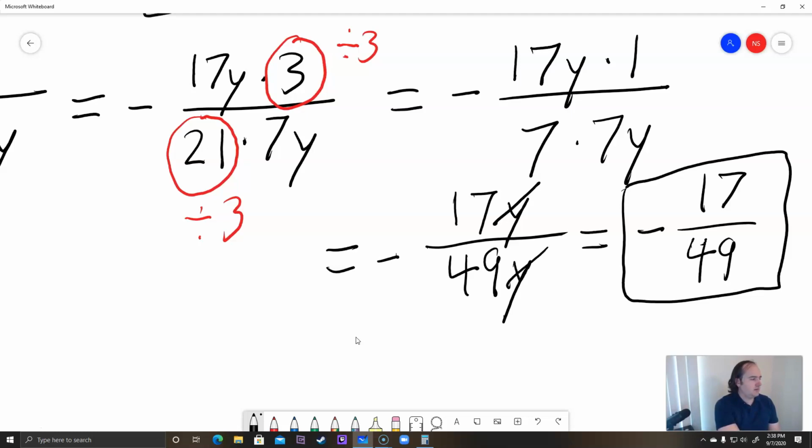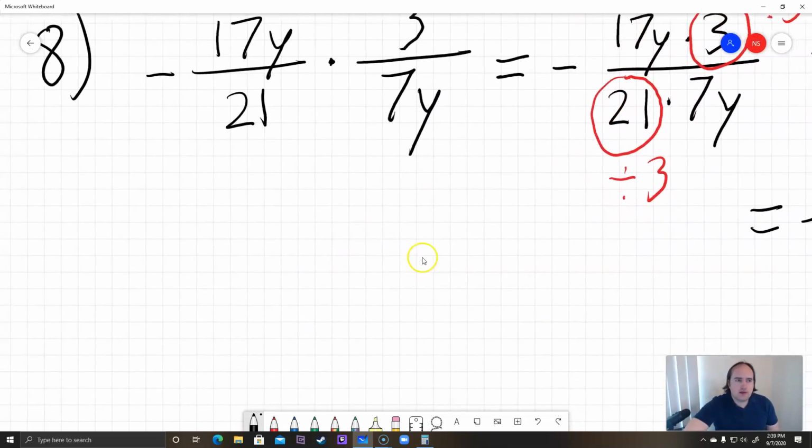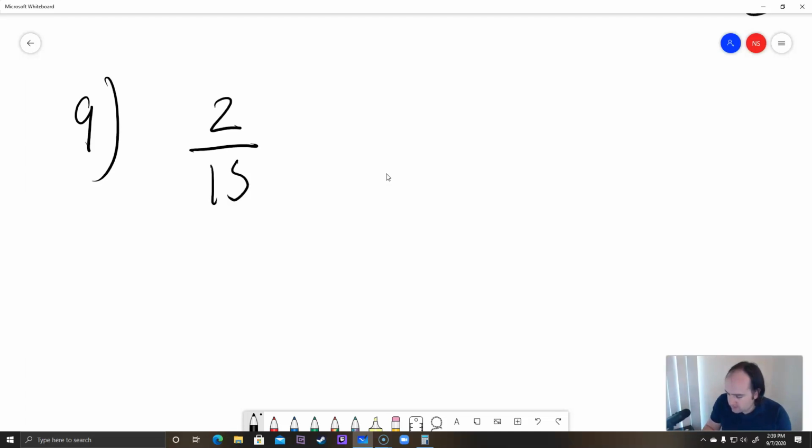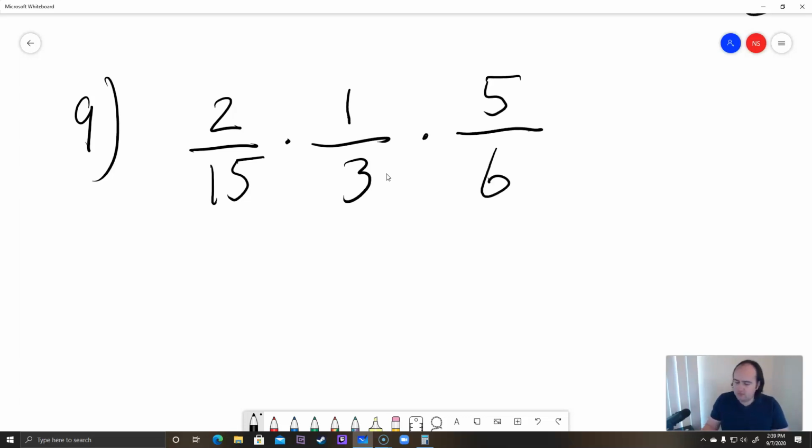All right, and if you have more than 2 fractions, you still multiply straight across. So in our next example, we're going to be multiplying 3 fractions instead of 2. Example number 9: we have 2 over 15 times 1 over 3 times 5 over 6. Okay, 2 over 15 times 1 over 3 times 5 over 6.